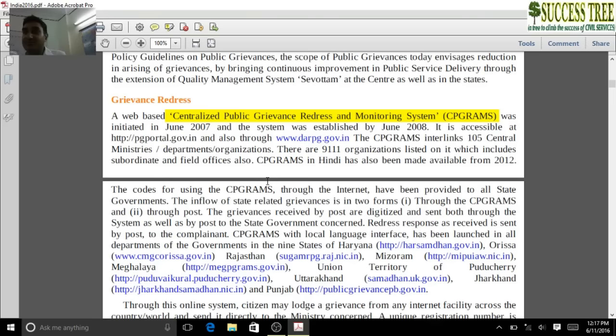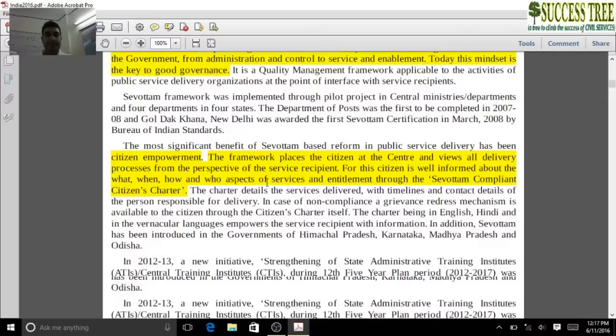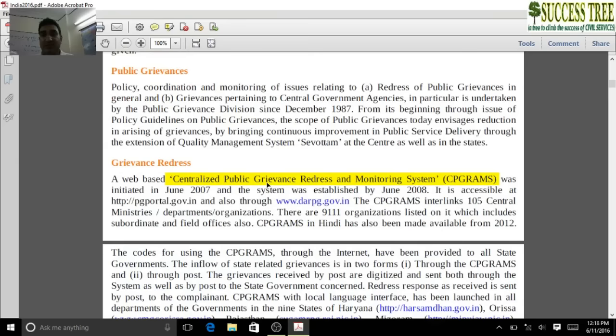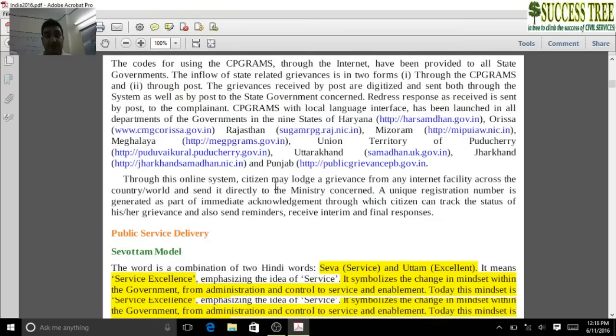Now we have grievance redress. You find the Centralized Public Grievance Redress and Monitoring System. The topic name is grievance redress. Just remember the name. We have one tool, that is the Centralized Public Grievance Redress and Monitoring System. So it is one of the portals we have. Any person having grievances against a government service can lodge a complaint, and the grievance would be redressed. So you can use this as information in a case study in the ethics paper, because we have administrative ethics in GS paper 4.